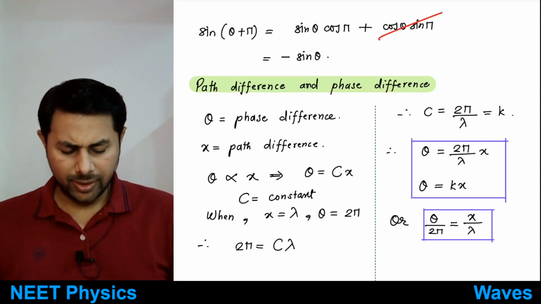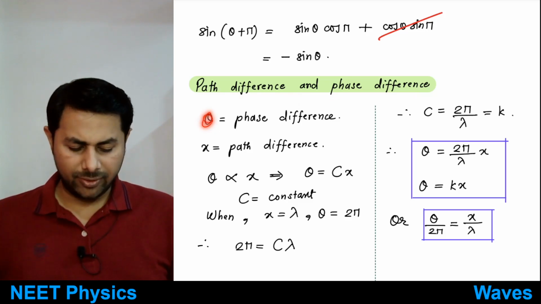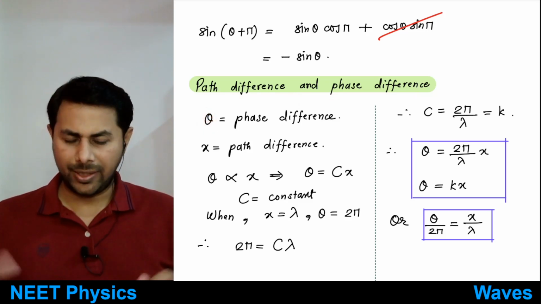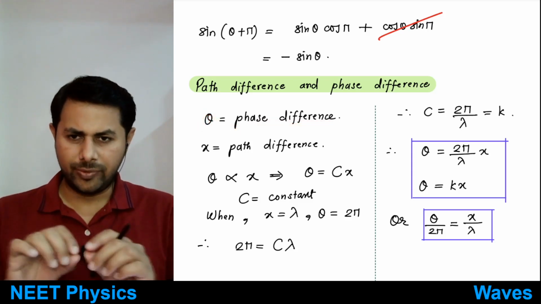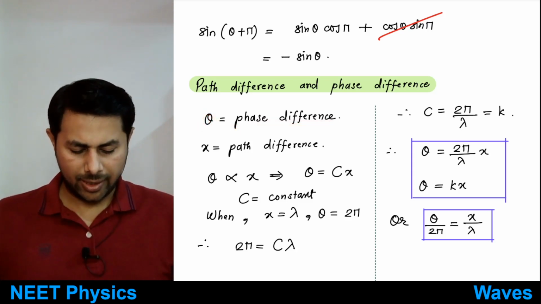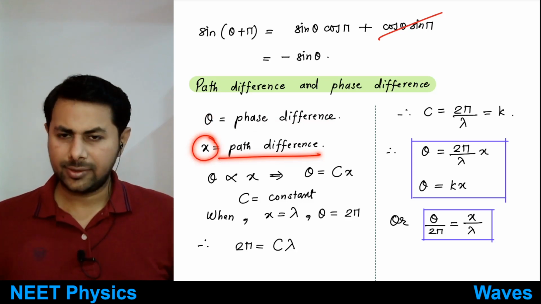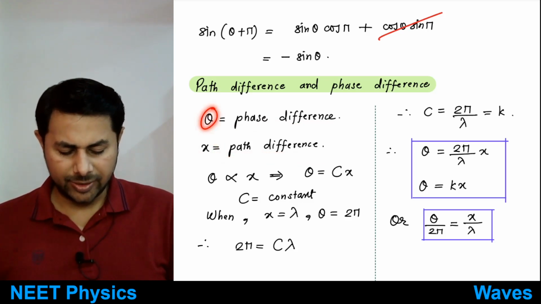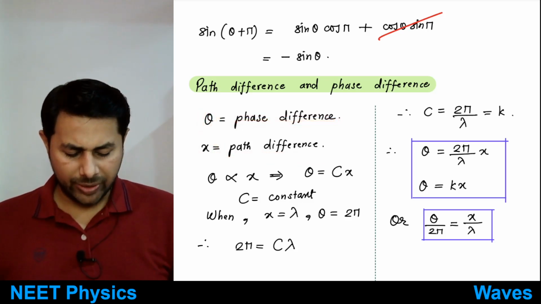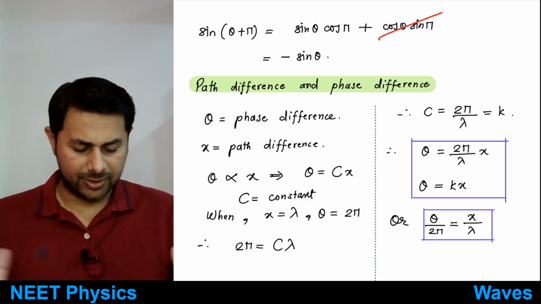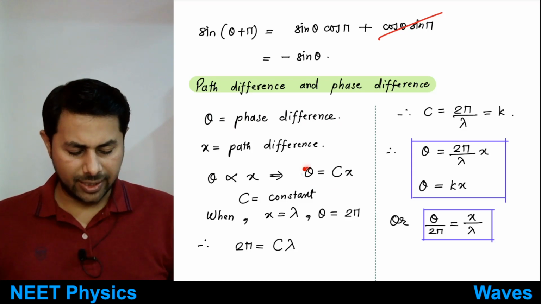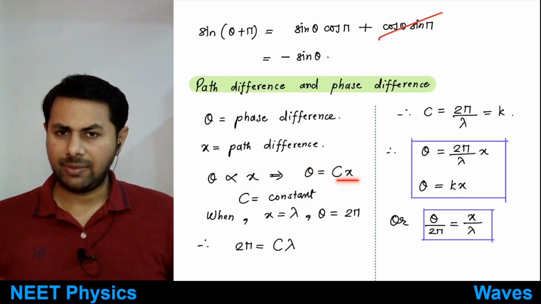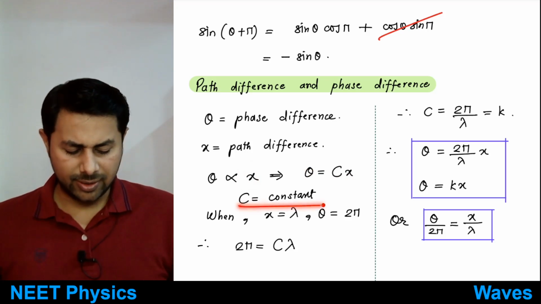Now the relation between the path difference and phase difference. Suppose two waves have a path difference of x and a phase difference of theta, then what we can say is that this path difference and phase difference would be directly proportional to each other. So theta is directly proportional to x. Therefore theta can be written as c times x, where c is some constant.